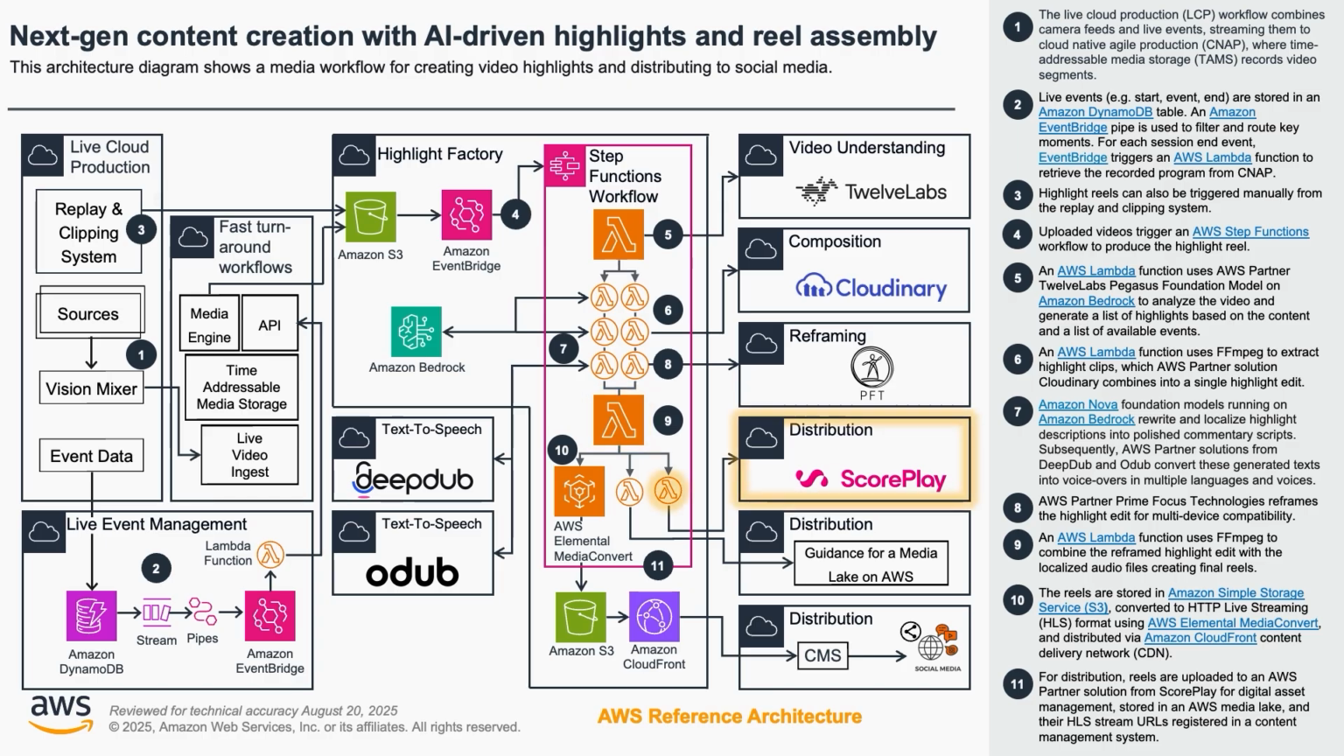For distribution, the finished highlight videos are uploaded to AWS partner solutions ScorePlay, a CMS, and Media Lake on AWS. You can learn more about Media Lake on AWS in another walkthrough video. The entire workflow is fully automated, API-driven, and triggered with each uploaded video object. Now let's briefly explore the partner solutions used.